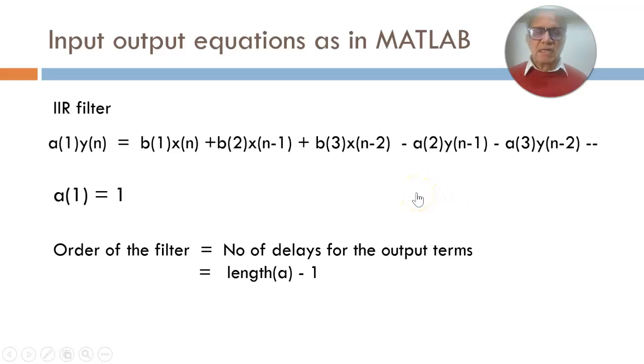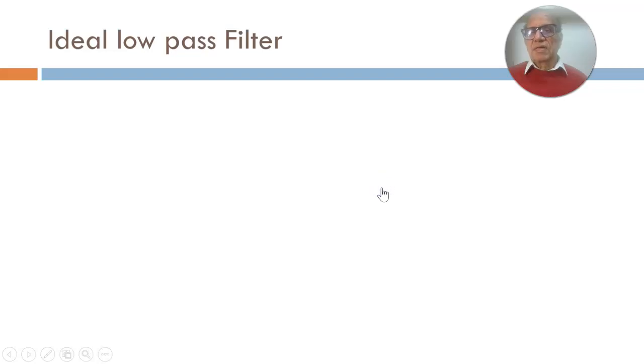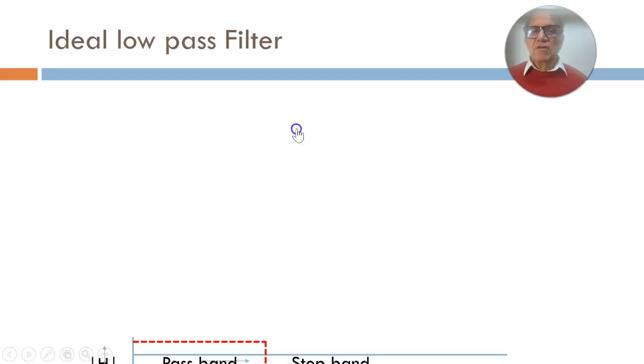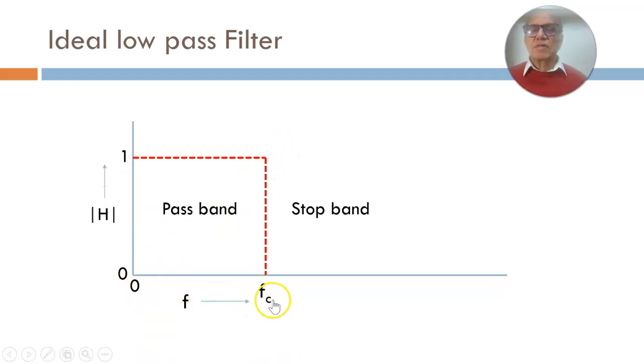Now in order to understand the finding of these coefficients, let us first of all study some of the specifications for the filter. We'll first consider the ideal filter, then we'll consider the specifications for a practical filter. So let us start with the ideal low pass filter. In this session, we are going to talk about the low pass filter only. However, similar concepts can be applied to other filters also, that is high pass, band pass and band stop also.